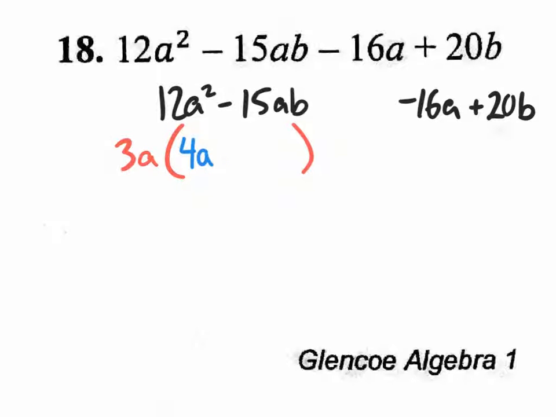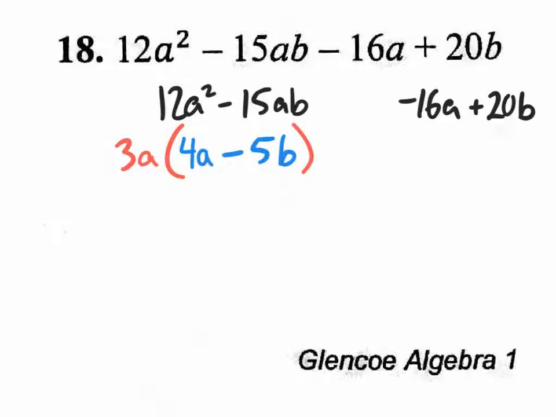4a. That's right, because 3a times 4a will get us back to the 12a squared. How about 3a times what will get us back to minus 15ab? 5ab. Minus 5b. You can't put an a right there because then it'd give you an a squared up here, and you don't want an a squared. Okay, so how about the other one?